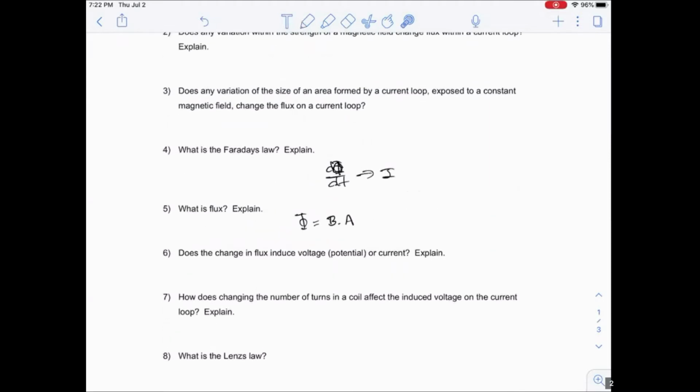So the next question, does any variation of the size of the area exposed to the constant magnetic field change the flux? Absolutely it would. So if you vary the area exposed to a constant magnetic field, it's certainly going to change the flux. Now notice that this is an equation, and that in turn is going to induce current.